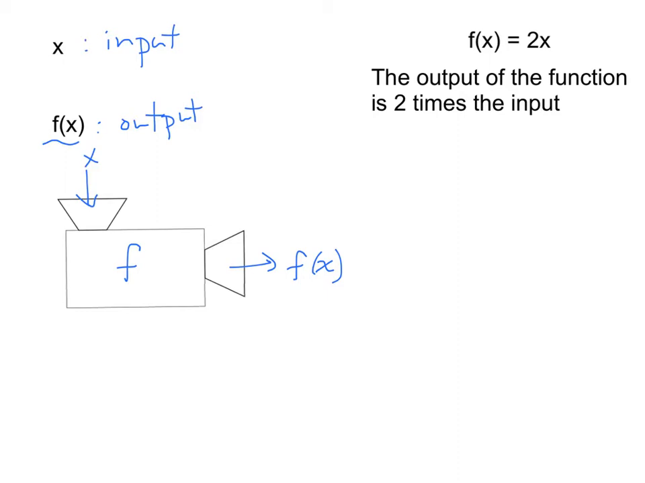Okay, so imagine if I were going to put something into our function. If I were going to put in, let's say, the number 3. If I were to input the number 3, what would the output be? Well, the output's going to be 2 times the input. So if I input 3, the output would be 6. And a lot of times we record this using what's called an input-output table.